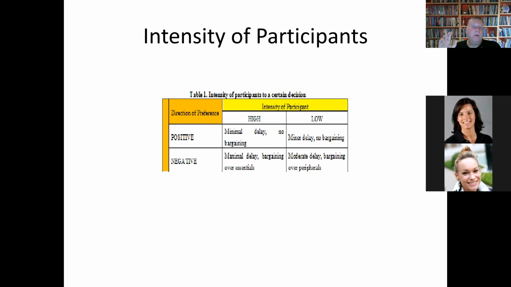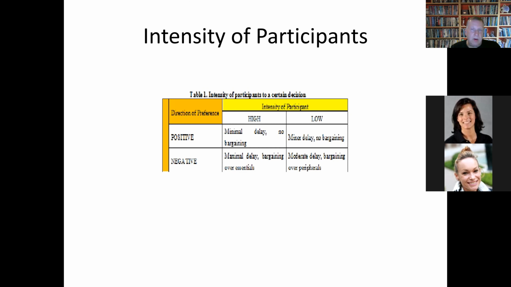If you have implementers who support the policy, but not terribly strongly, so they're very low on the intensity side of the scale, so they're weakly positive in their orientation, you end up with some minor delays, but it probably still is going to get implemented. There's not going to be a lot of bargaining. Implementation is going to be slowed down because they're not as incentivized and motivated to implement it as quickly as they normally would be if they were strong supporters.